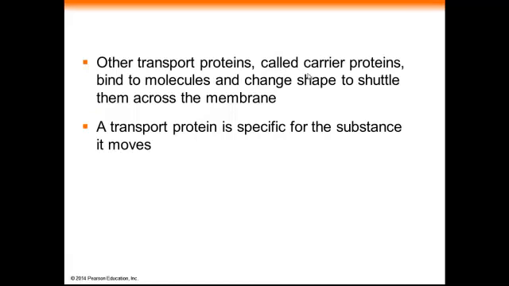The other transport proteins are called carrier proteins, and they are a little bit more specific than the channel proteins. Typically what happens with carrier proteins is they will bind to a molecule, change shape, and then send the molecule through the membrane.